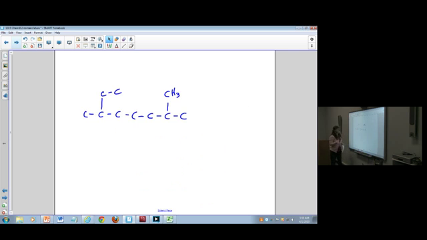So, now, here's a molecule. I want you to take a minute or two and try to make the name out of this thing. Try to figure out what this structure's name is. So, I don't know. Give you a minute and a half.